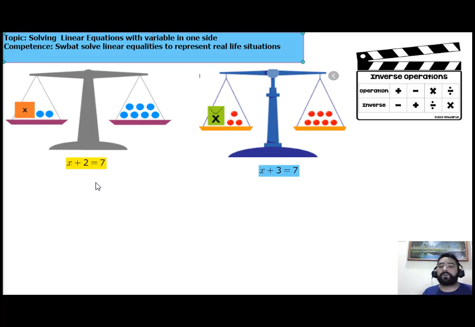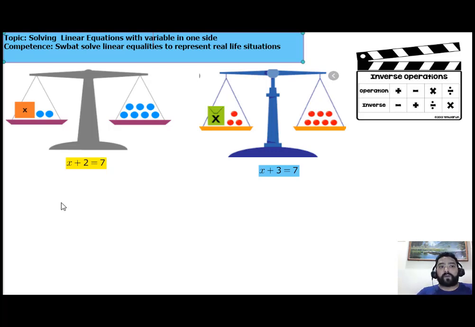So what do you have to do if you want to identify the value for this x? Remember, x can represent any value, but in this case we are going to identify the specific value, and for this procedure we are going to use the inverse operation. Remember, the inverse operation: if we have a positive, we change it to a negative; the negative is positive, multiply to divide and divide to multiply. Keep in mind this property, inverse operation.